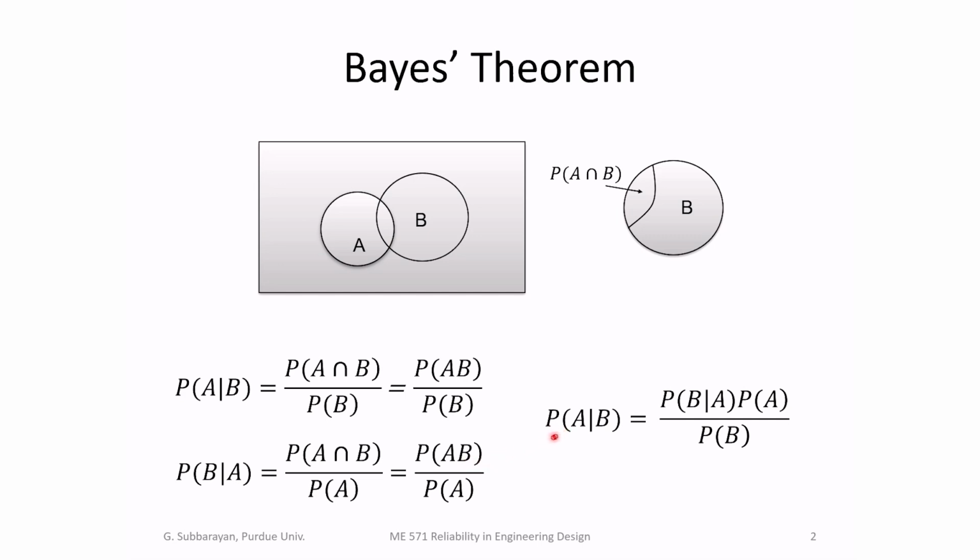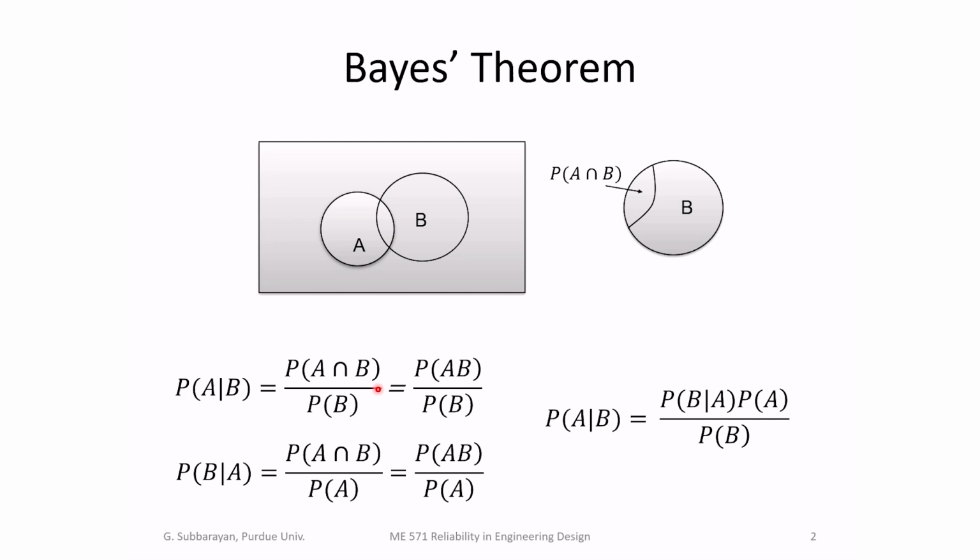Using these two relations, one can now express the probability of A given that B has occurred as equal to the probability of B given that A has occurred times the probability of A, divided by the probability of B. This is the statement of Bayes' theorem.